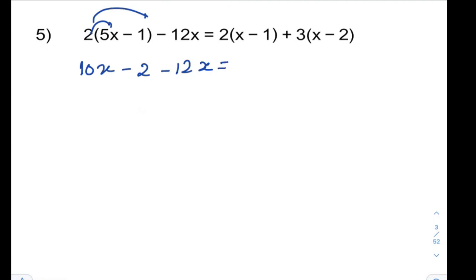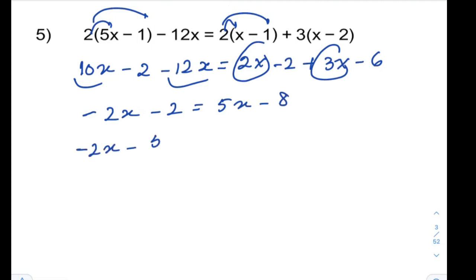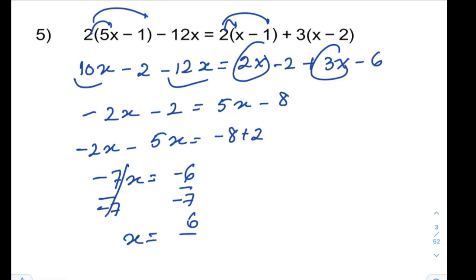Solve alone and check with me. We end up with fraction this time. No worries, we are doing well.